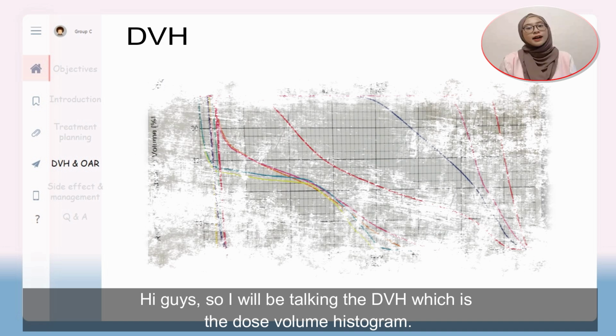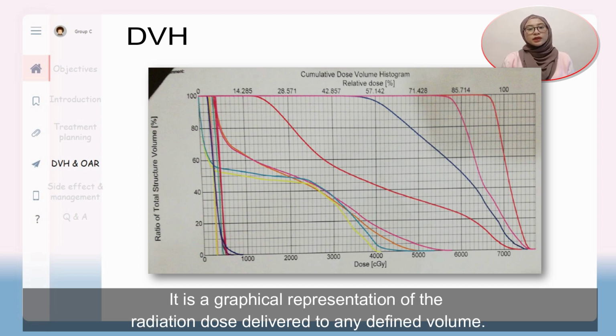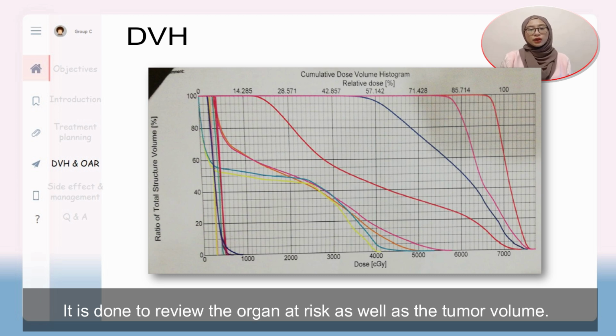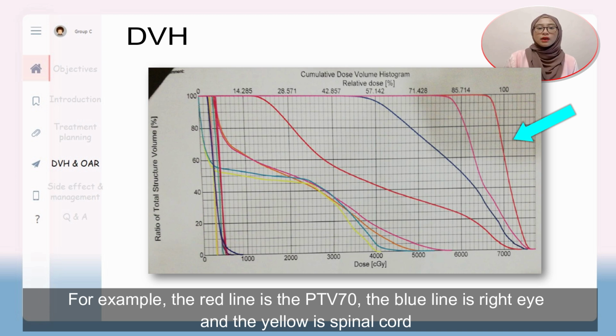Thank you. Hi guys, so today I'll be talking about DVH, which is the dose volume histogram. It is a graphical representation of the dose delivered to any defined volume. It is done to review the organs at risk as well as the tumor volume. Each line on the graph represents a considered volume.